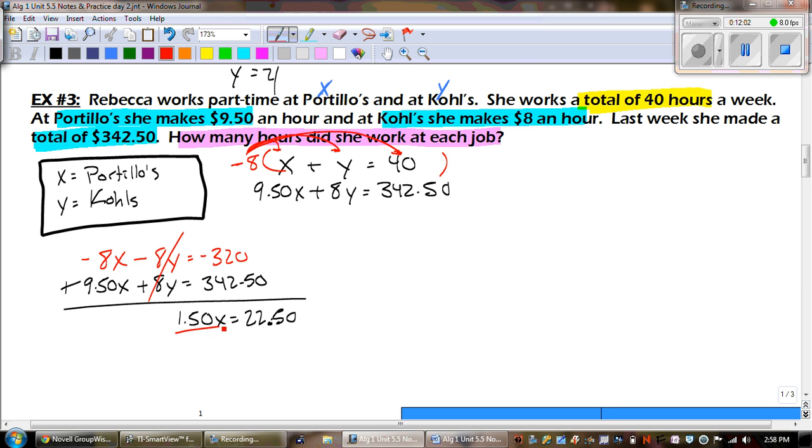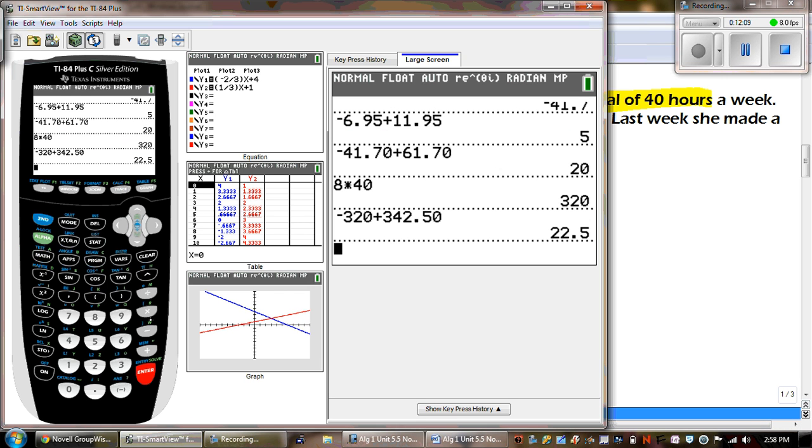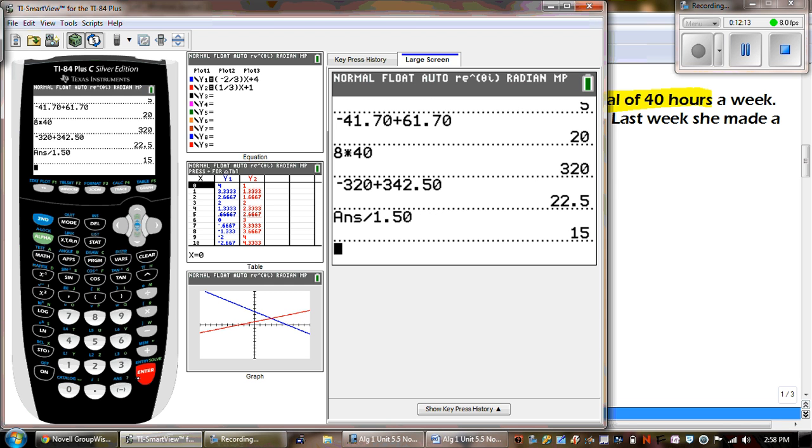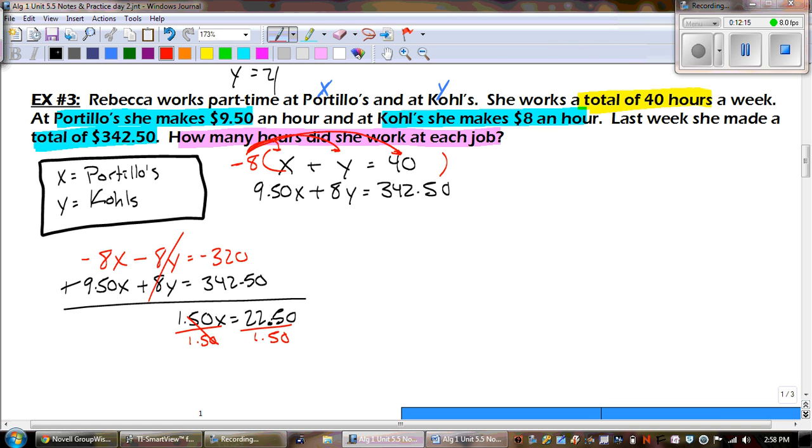To get the x by itself, we need to divide by the 1.50. And when we divide that by 1.50, we get a grand total of 15. So that means at Portillo's, Rebecca worked 15 hours. So we know what Portillo's is, so I'm going into the top equation. So we know Portillo's is 15 plus y equals 40.